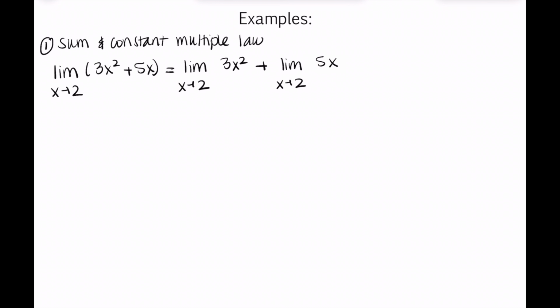And to evaluate these, we can just plug those limit numbers in. So you'd go ahead and plug in 2 for x. We would just have 3 times 2 squared plus 5 times 2. We know that 3 times 2 squared gives us 12, plus 5 times 2 is 10. So 12 plus 10 gives us 22, and that would be our answer for our first example.